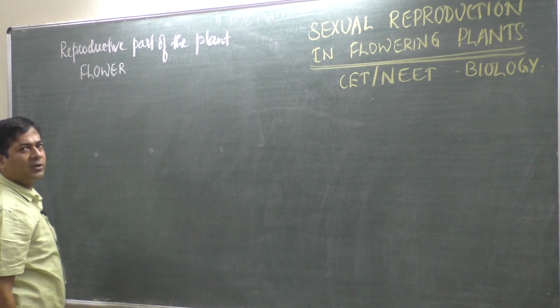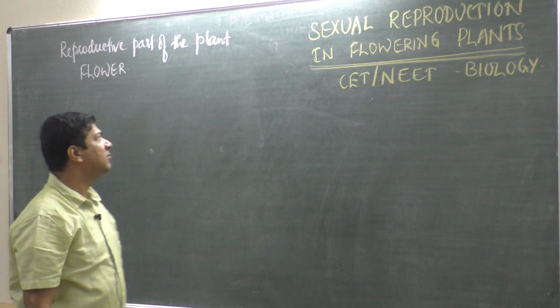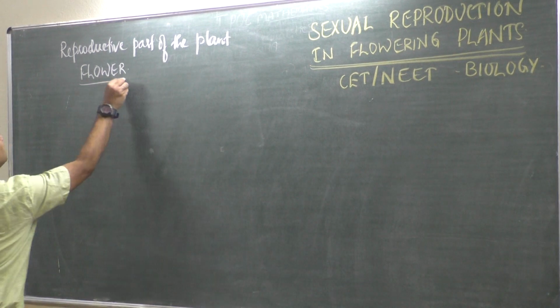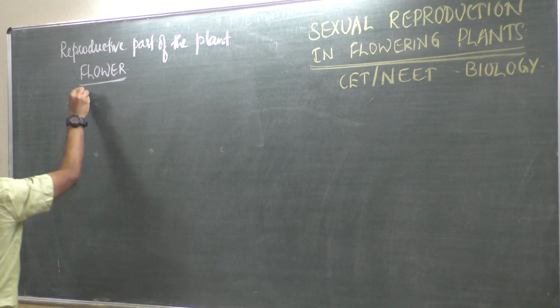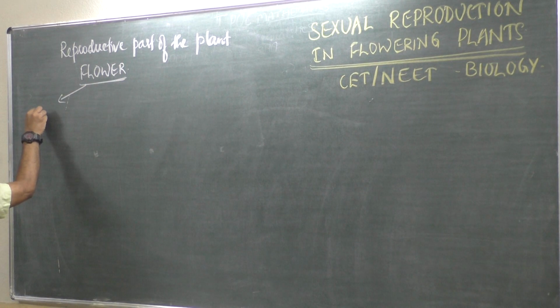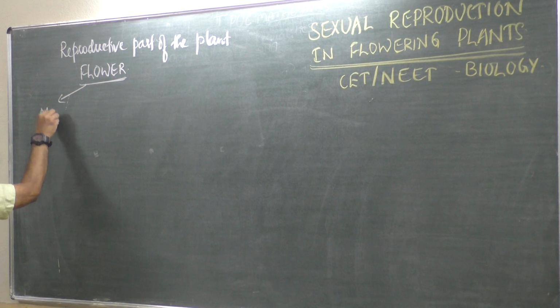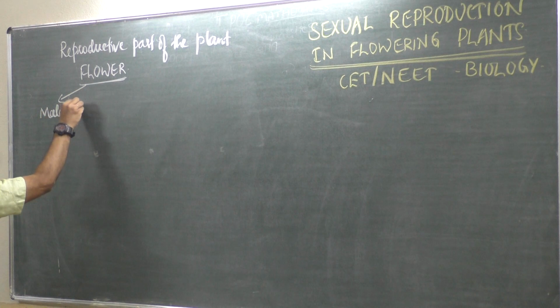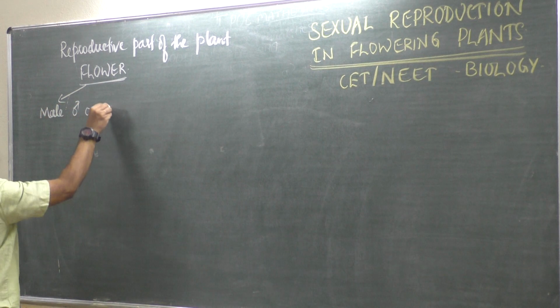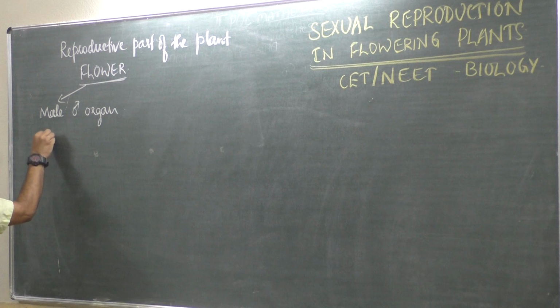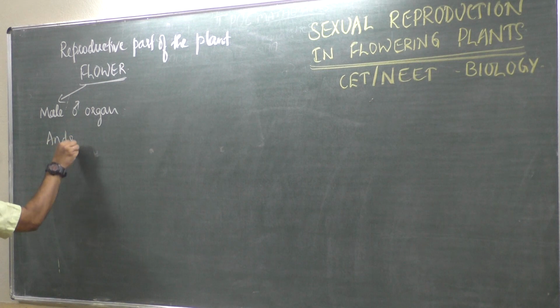Why is the flower the reproductive part of the plant? Because the flower contains both male and female reproductive organs. Which is that? The male reproductive organ in the flower is called androecium.